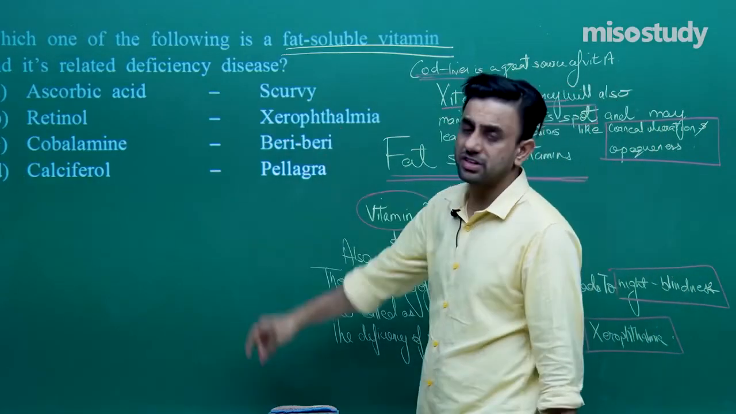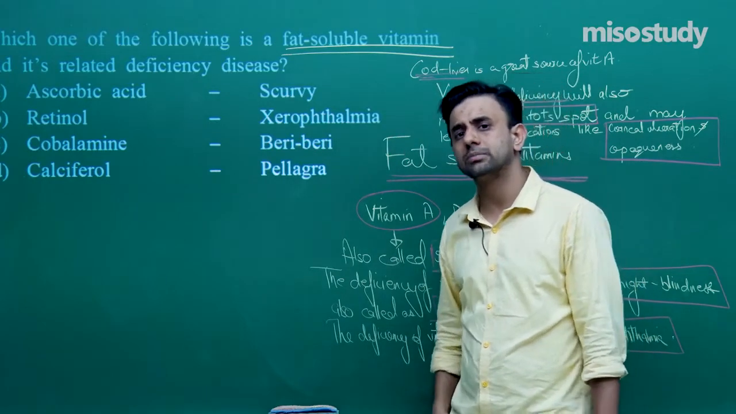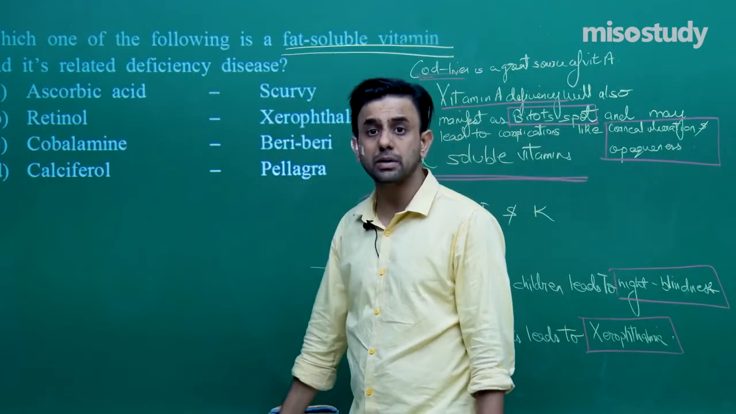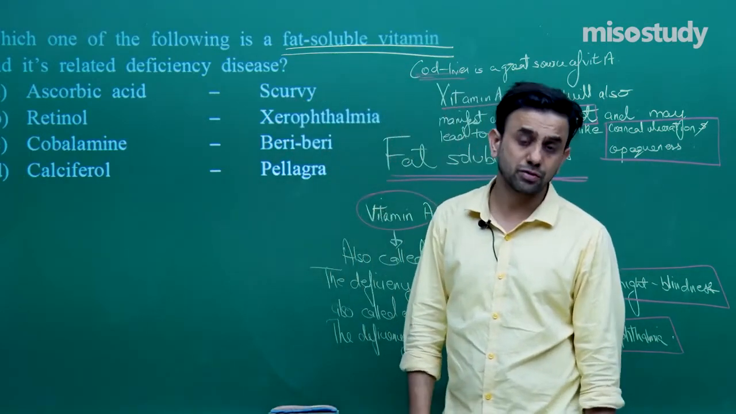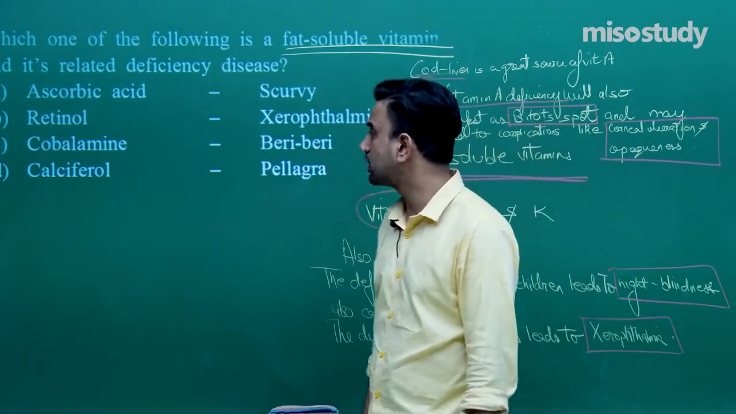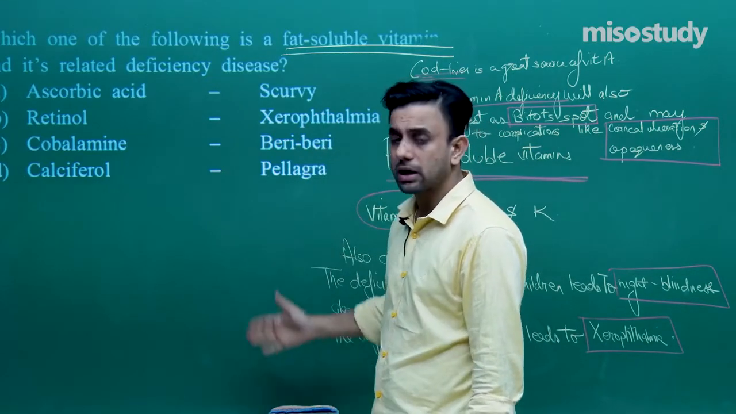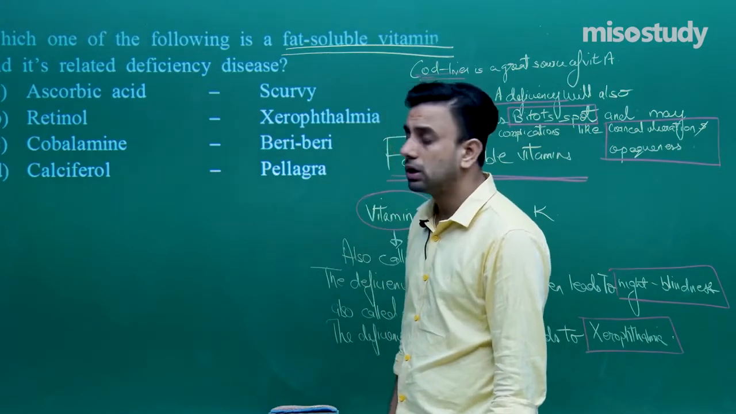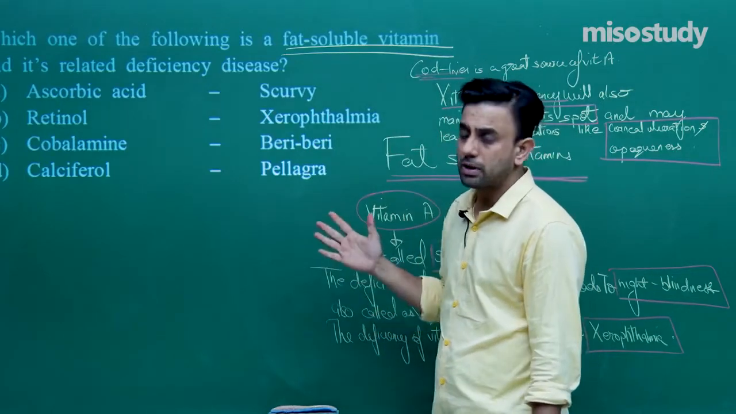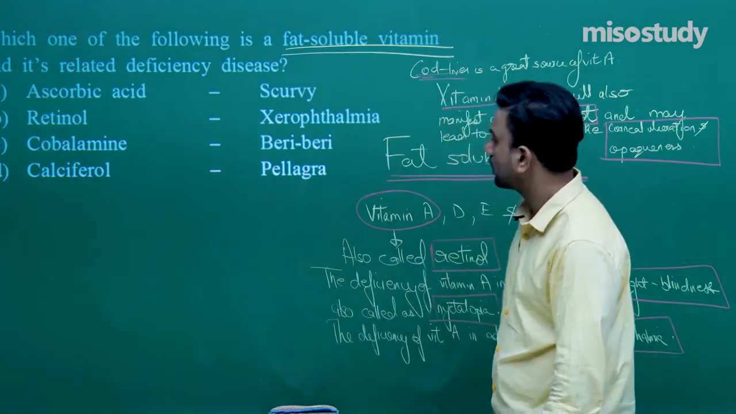Now scurvy, vitamin C deficiency, we know that there will be bleeding gums and swelling of the gums. Vitamin C is a very important source for collagen formation, and hence its deficiency will lead to collagen disorders. And pellagra is also very important, because it is actually the 4 Ds: dementia, dermatitis, and finally death.